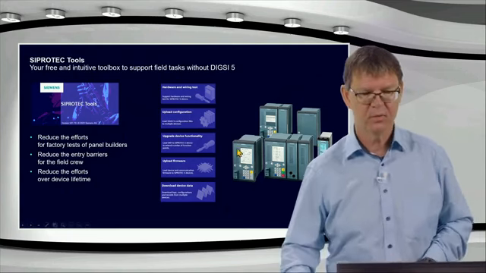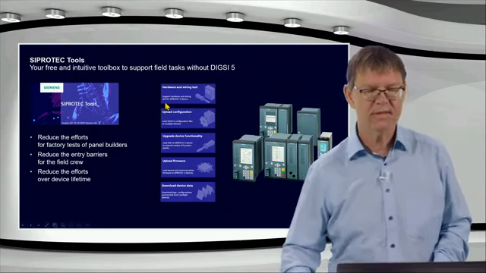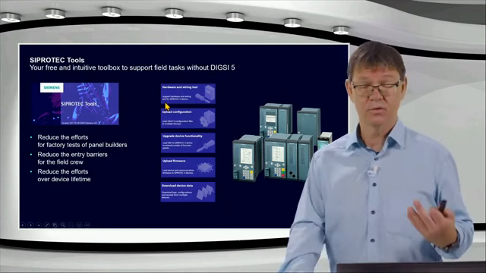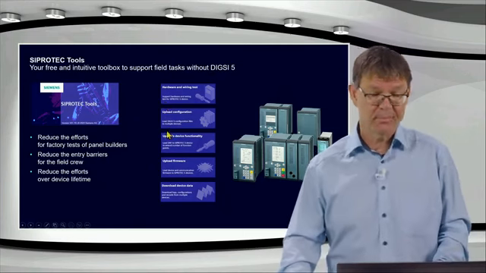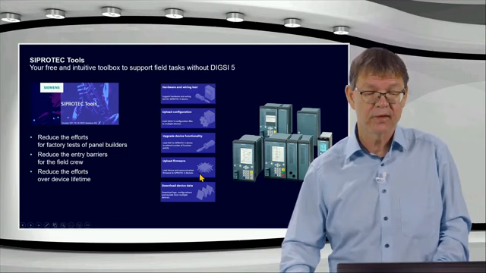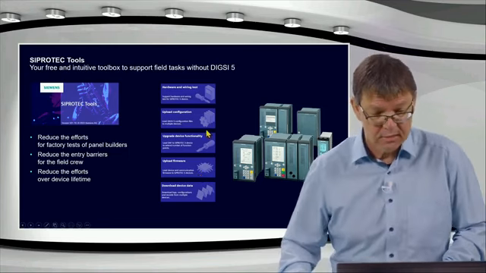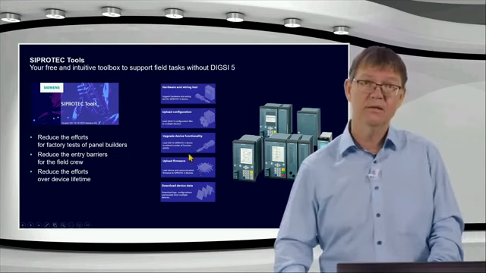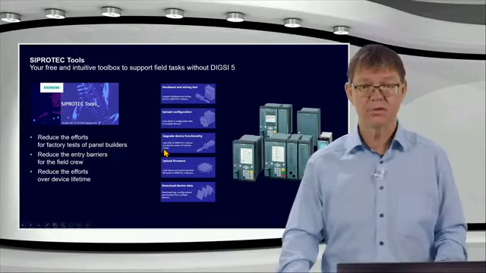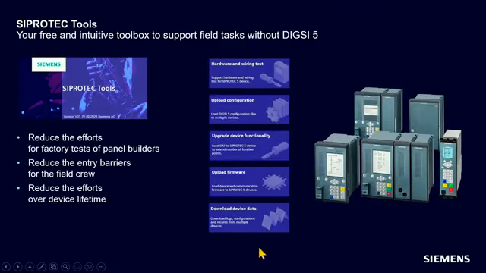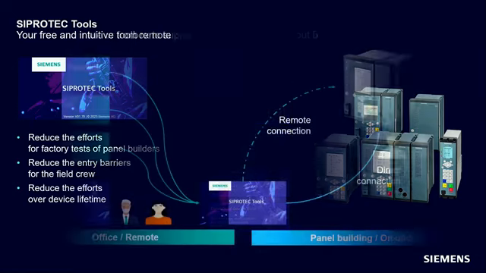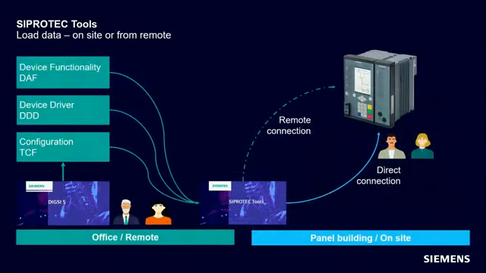For example, we have here a hardware and wiring test feature during cubicle manufacturing. You can upload configurations, firmware, or upgrade the device functionality, so add function points into the relay, or also now, latest development, download device data from the device, the configuration of the relay onto the local PC where this program is running. So we see that again.